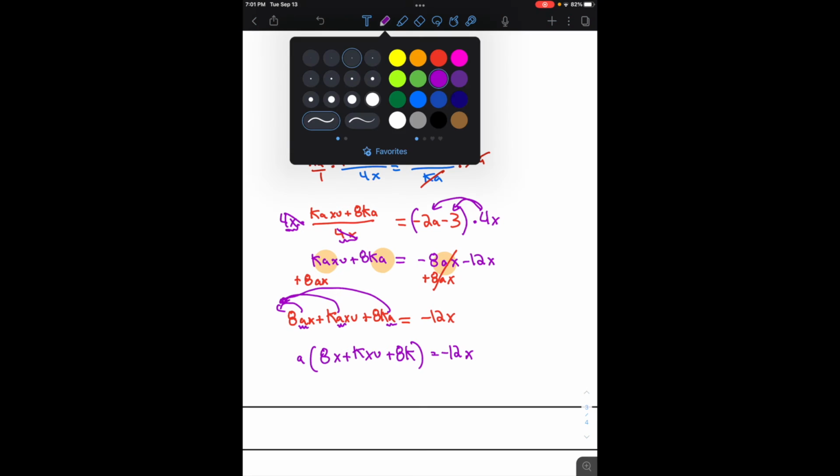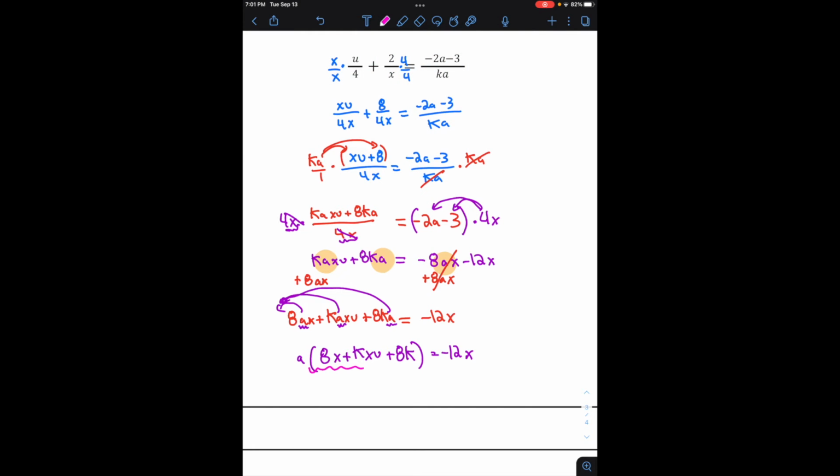If a times something, this thing, is equal to something else, then if we divide by that thing, so we're going to divide by 8x plus kxu plus 8k, it cancels away and leaves us with just a is equal to, and on this side of the equation we also divide by 8x plus kxu plus 8k. So we get a is equal to negative 12x all over 8x plus kxu plus 8k.